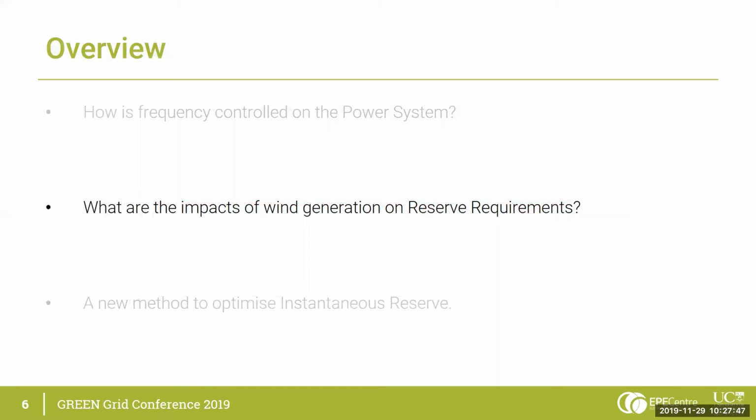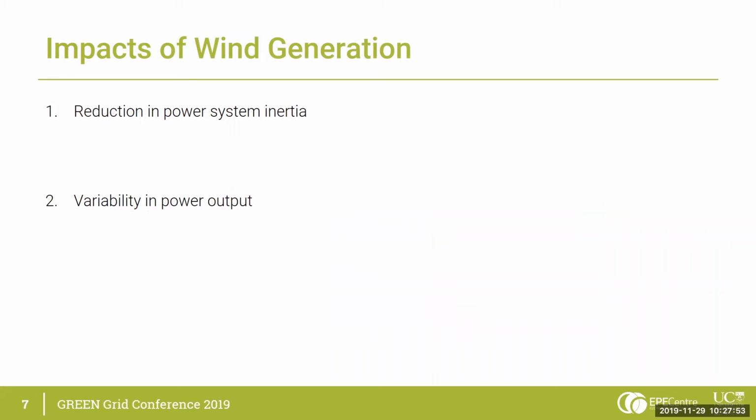Moving on to the impacts of wind generation on reserve requirements. There are two main impacts. The first is to do with the technology that wind turbines use. The rotor speed of a wind turbine is decoupled from the frequency of the power system. And because of that, that inertia that the wind turbine has is not useful for the system operator. So when you get a loss of generation, the frequency will decline more quickly. The second impact is the variability in the power output of wind generation. This will require more balancing and also changes the profile of generation on the power system.